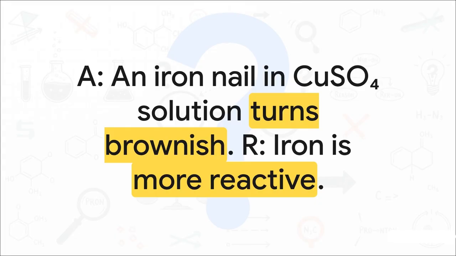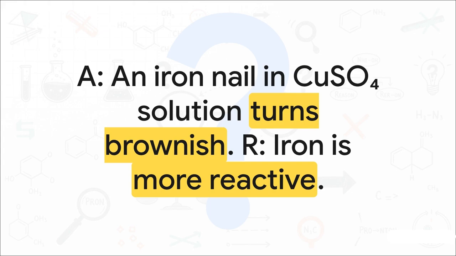Assertion: the nail becomes brownish. Is that true? Yep, we literally just saw the picture. That is true. Reason: iron is more reactive than copper and displaces it. Is that true? Yes, if you look at a reactivity series, iron is above copper. So the reason is true.